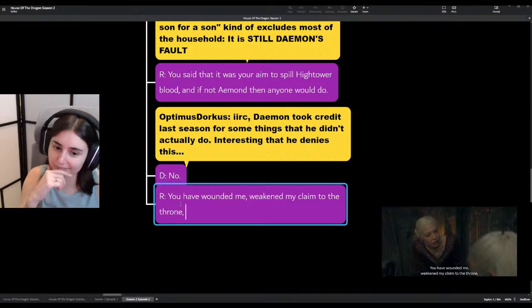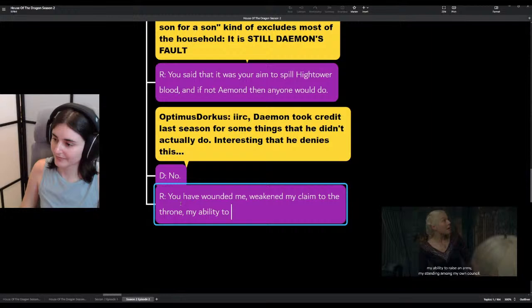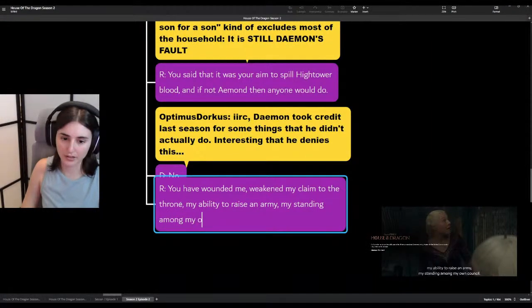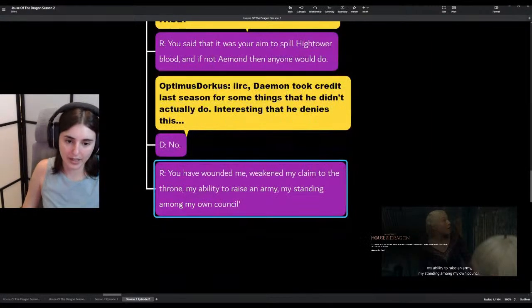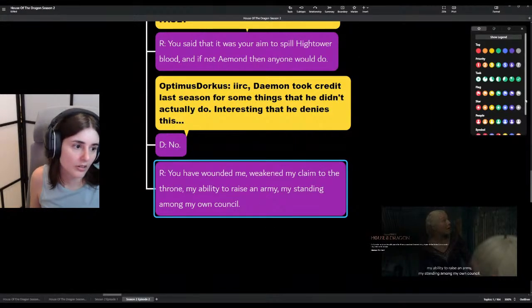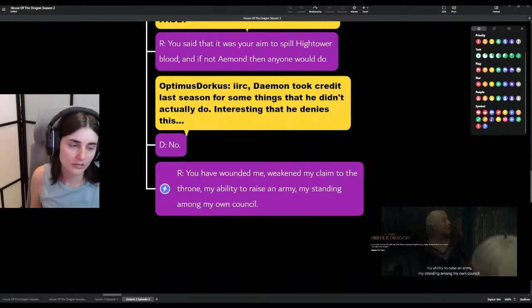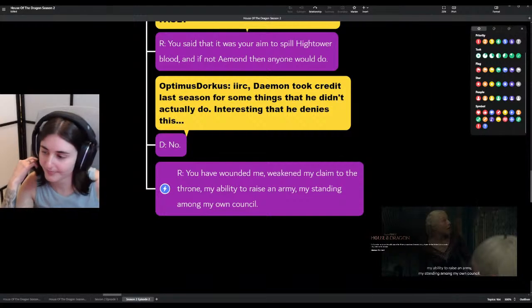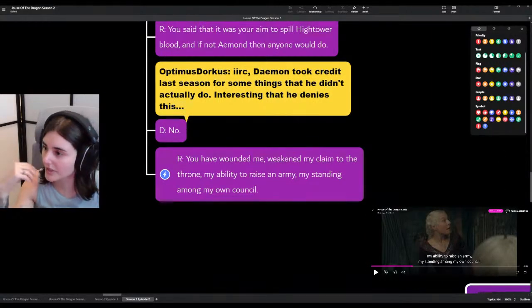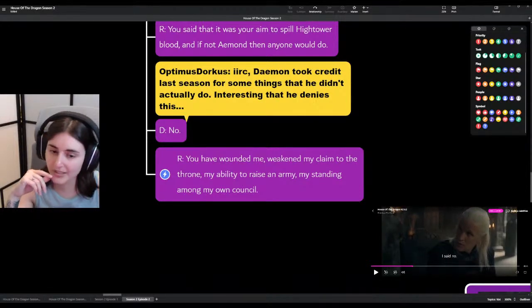Weakened my claim to the throne, my ability to raise an army, my standing among my own council. That is a significant plot point. Let's put a marker on it. It really is the reason things have gone down for her. So thanks for that. It's nice that she said my standing among my own council. I said no. He said no.